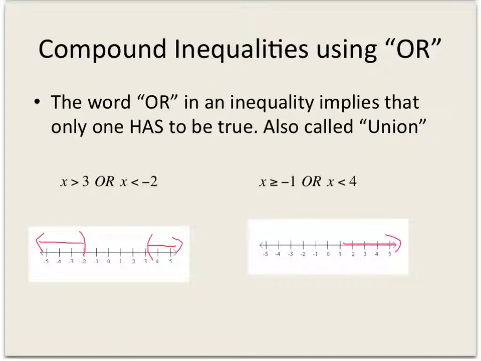Now in the next example, it says x is greater than -1, or x is less than 4. Now remember, only one of them has to be true. The numbers down here all work because they make the second one true. The numbers up there all work because they make the first one true. The numbers in the middle all work because they make both of them true. So this problem is actually all real numbers. Every number that exists is either greater than or equal to -1 or less than 4.